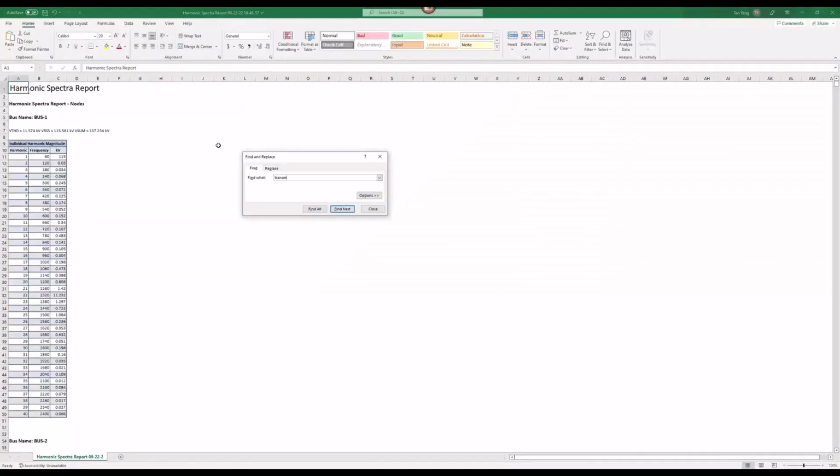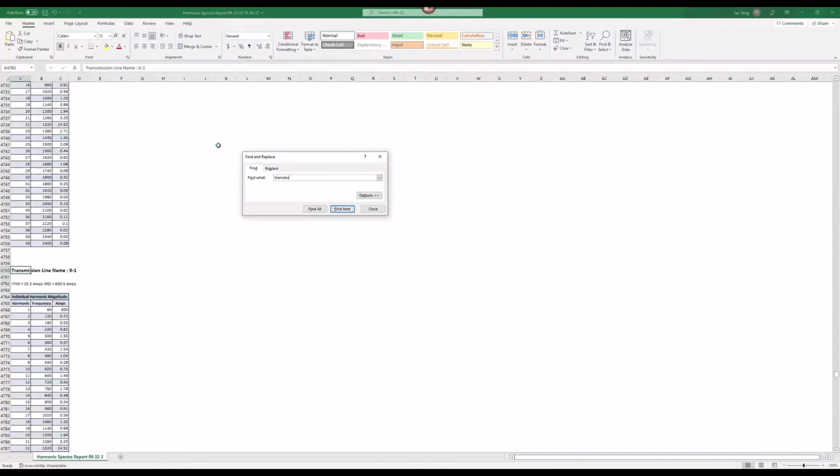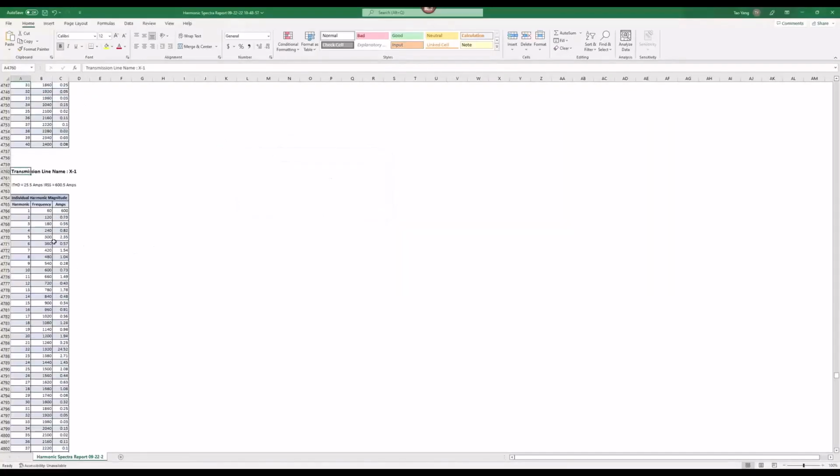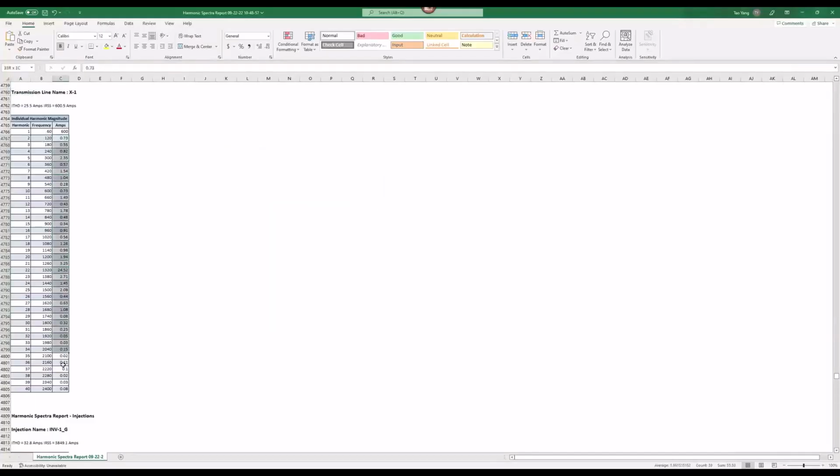See if you can find a transmission line. There we go, transmission line. So this is the transmission line current distortion. Just compare those quantities with the limit. That's it. That's all you need to create your own violation report, right? You don't have to use EasyPower IEEE 519. It's just, I would say, a master sheet of indicators of whether you have a violation or not.